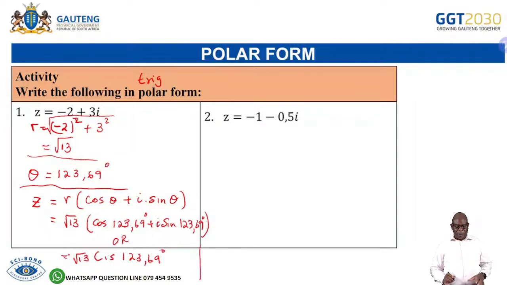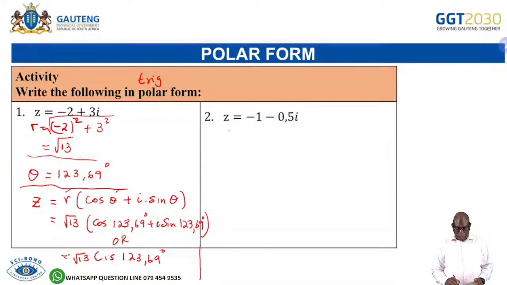So polar form means that you must get the value of R and the value of theta. I can't get the polar form if I don't have R or I don't have a theta. Alternatively, we can use a calculator to get the value of R and the value of theta, put them in polar form, and that's what you do. Similarly, we're going to do the same thing.